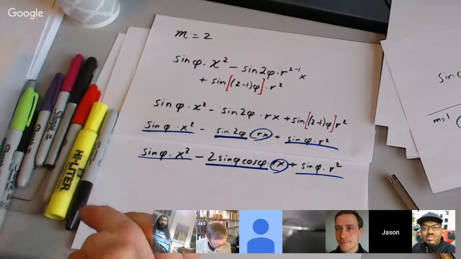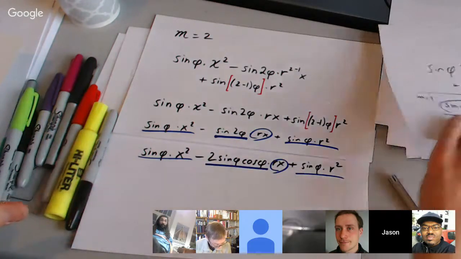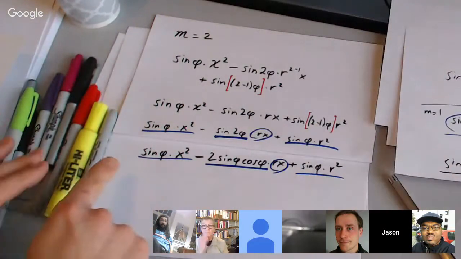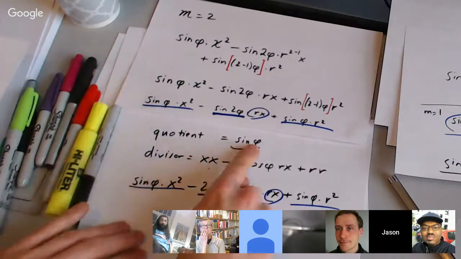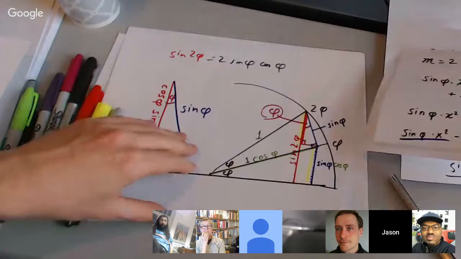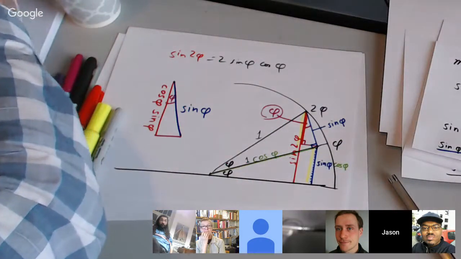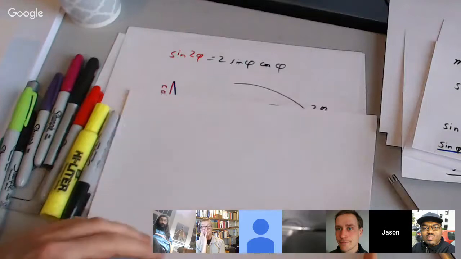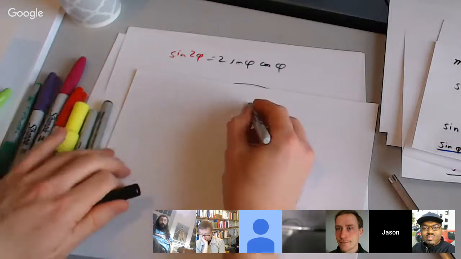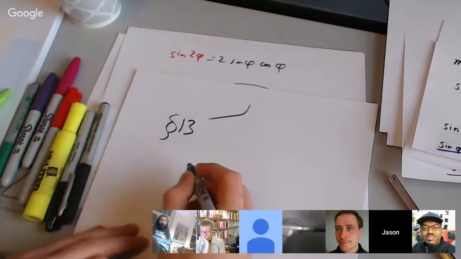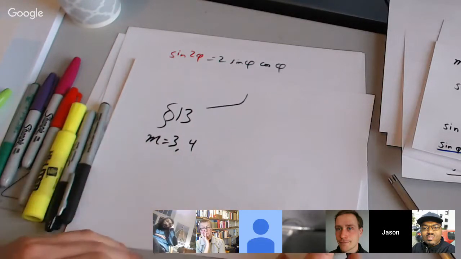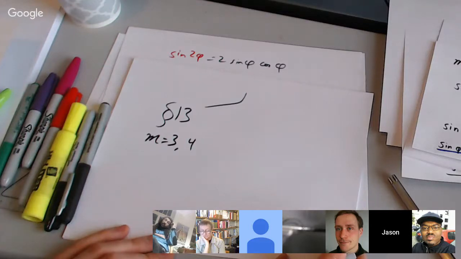So far we've checked it for m equals 0 when it all turned into 0. We checked it for m equals 1 when the quotient was sine of phi. So here's where I want to summarize or pause at this point. There's two tracks that we can take right now. One is we can keep looking at section 13. We can look at m equals 3, 4. Just start trying it out and seeing what other trigonometry things come up.